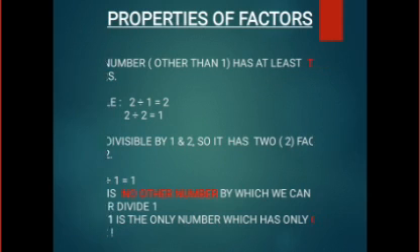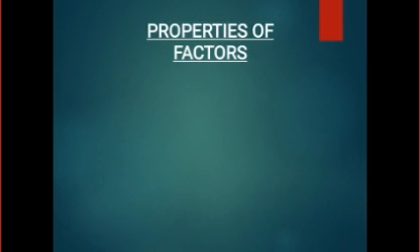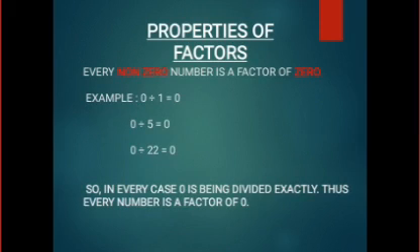Now let's see another property of factors which says every non-zero number is a factor of 0. How? Let's take an example to understand it better. When 0 is divided by 1, I get 0. When 0 is divided by 5, I get 0. Similarly, on dividing 0 by 22, I get 0. So, in every case, 0 is being divided exactly. Thus, every non-zero number is a factor of 0.